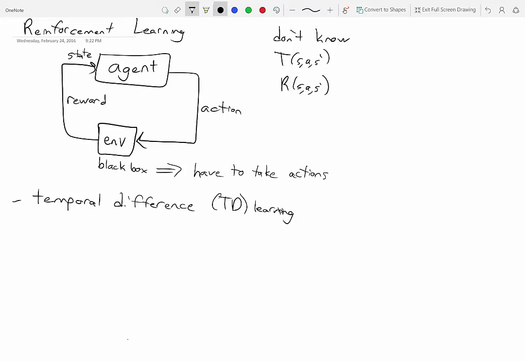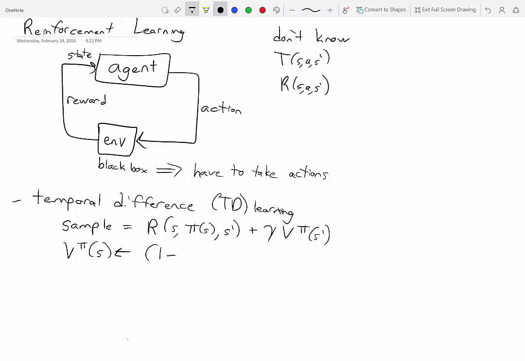So how does it work? First, we get a sample from the environment. We take an action and we see what happens. So it's the reward from the current state, the action that we decide to take, and where we happen to end up, plus the discounted value of where we happen to end up. So we acted in the world and we found out this information. Now we can update our estimate of the value.